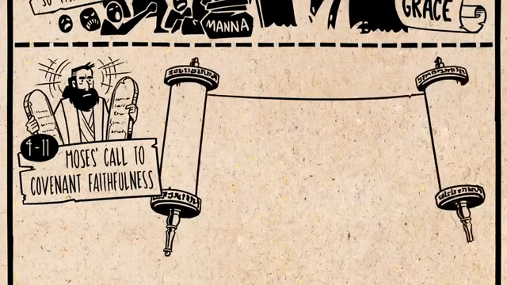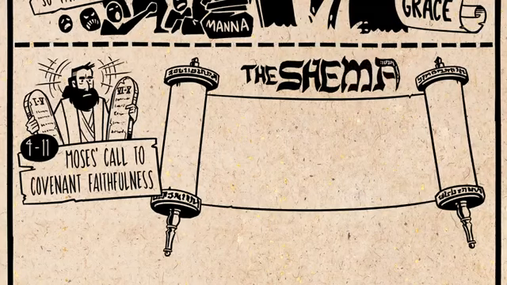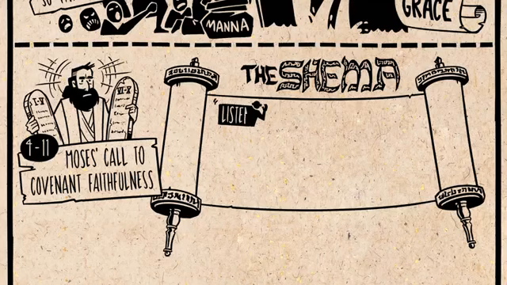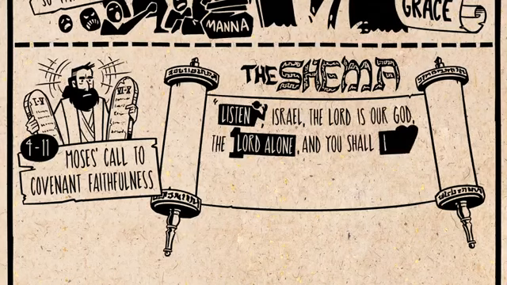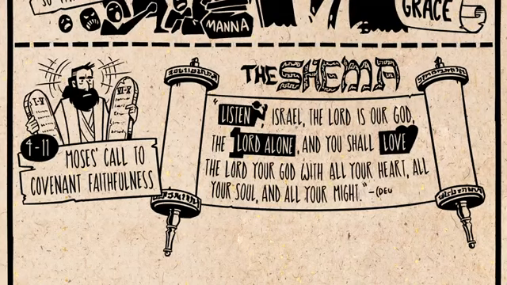He reminds them of the 10 Commandments, and then the centerpiece of this section is a famous line called the Shema. Moses says, "Listen, Israel, the Lord is our God, the Lord alone, and you shall love the Lord your God with all of your heart, with all of your soul, and with all of your might." This became a very important daily prayer in Judaism, and it brings all of the themes of the book together.